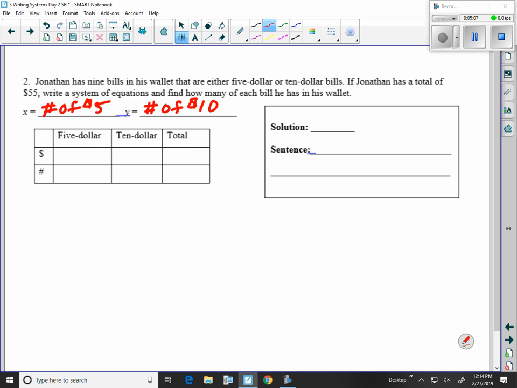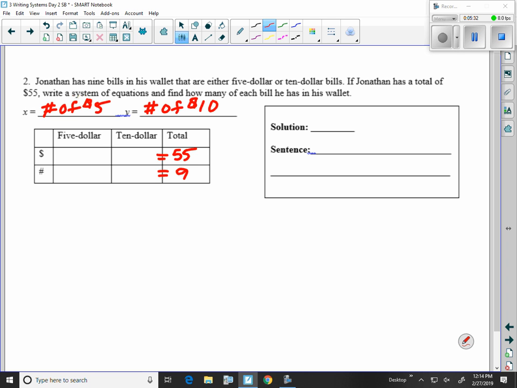Okay, I put a table on here because I think this will make it easier if we just create tables and you can set up your equations that way. How many total bills does he have? 9. He has 9 bills. Okay, so under total number, you put 9. How much total money does he have? $55. Okay, so that's going to be our equal to part.